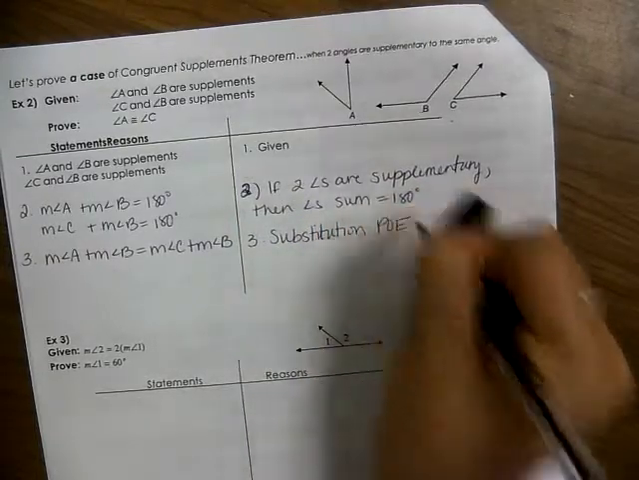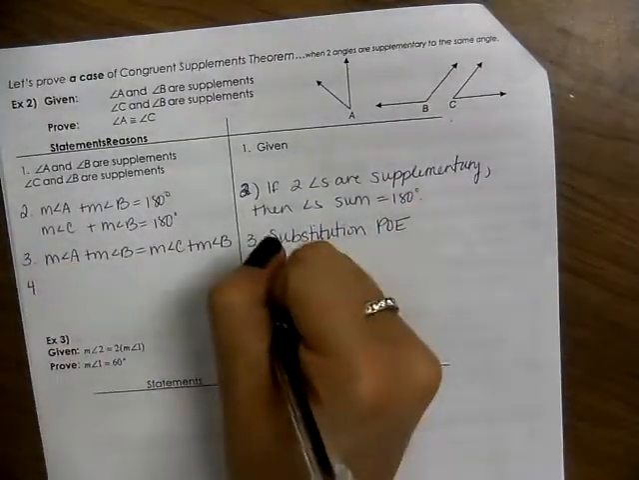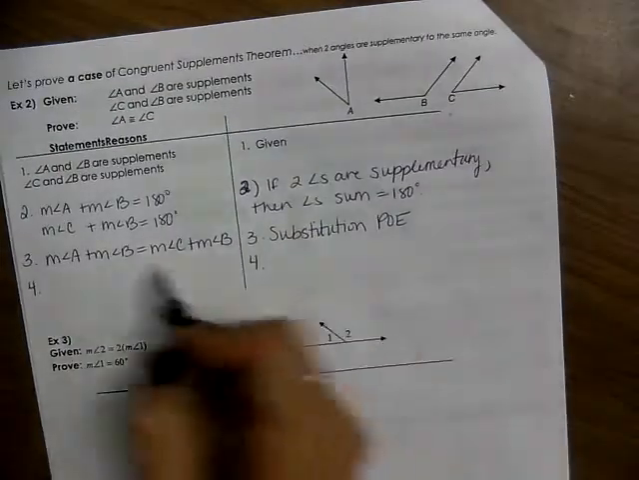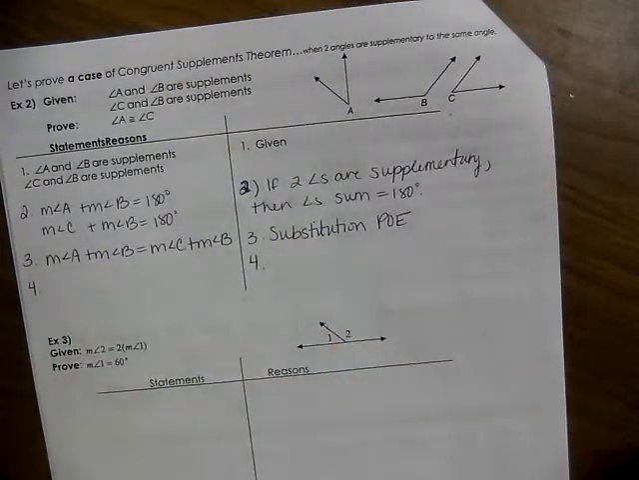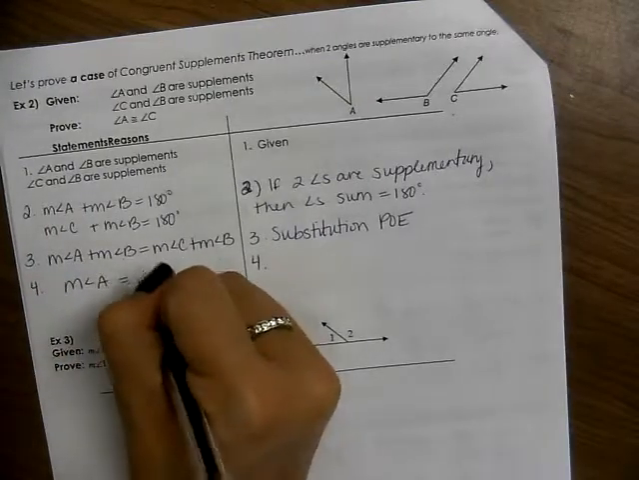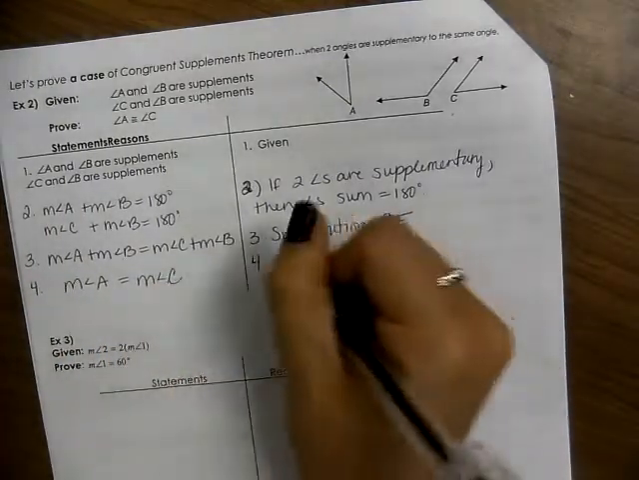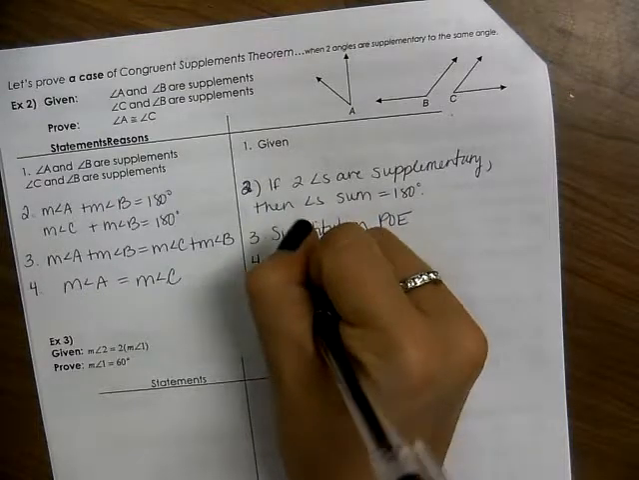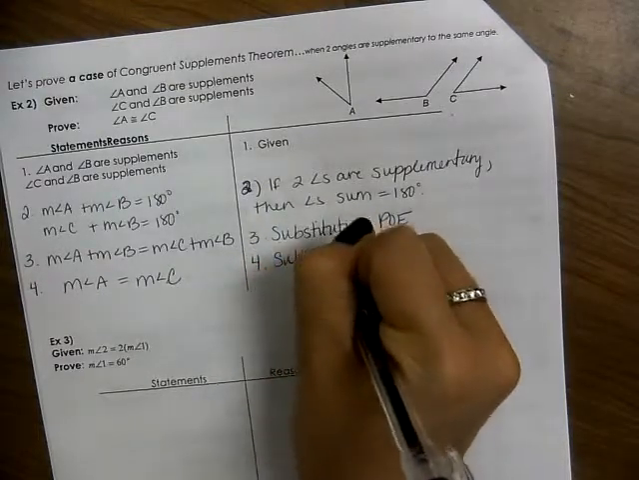Okay, so then this is just substitution property of equality. Okay, and now hopefully you see what we're going to do next. We have the measure of angle B in common on both sides. So I'm now going to subtract that, giving me the measure of angle A equals the measure of angle C, and that's because of subtraction.